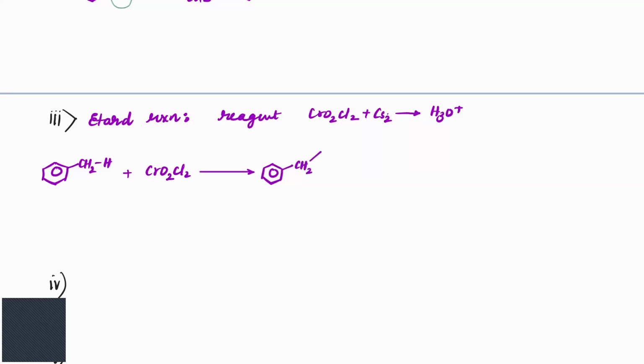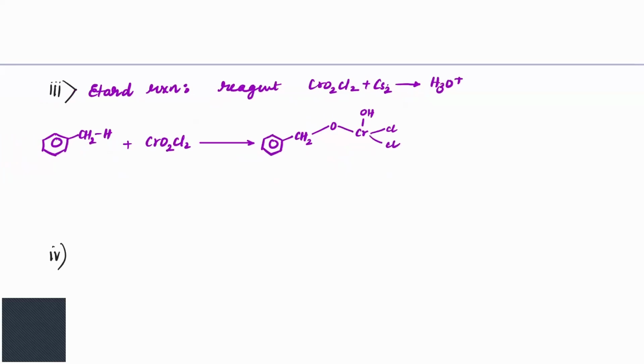And you can notice that this H is very easily replaceable, and that will start moving towards the oxygen attached to chromium, which is a double bond O, which becomes OH. Then we have two chlorines here. This is the bond formation which is observed. So basically, chromium has Cr, double bond O, double bond O, chlorine, and chlorine.